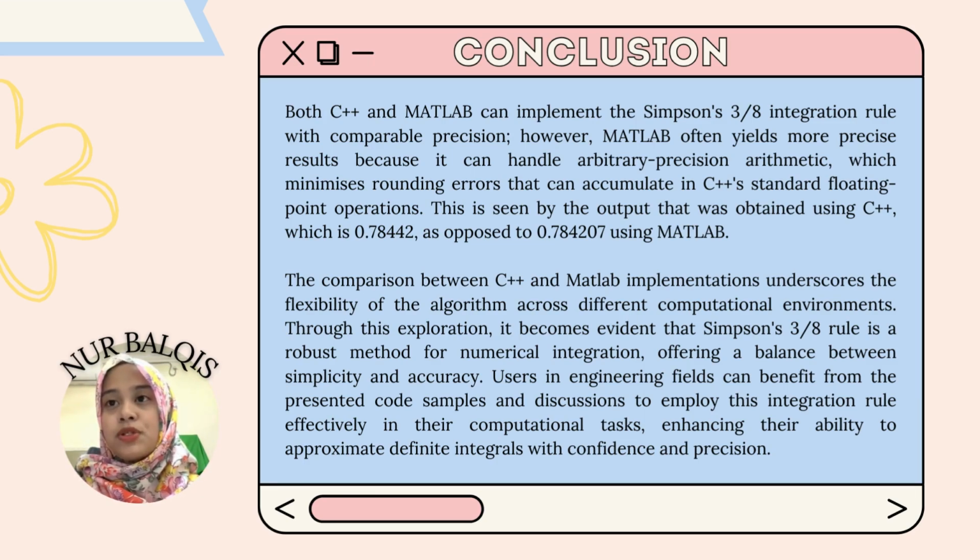All in all, both C++ and MATLAB can implement the Simpson's 3/8 integration rule with comparable precision. However, MATLAB shows the result with more precision. This is proven by the output that was obtained using C++, which is 0.78442, compared to the output that we obtained from MATLAB, which is 0.784207. So the comparison between C++ and MATLAB implementations underscores the flexibility of the algorithm across different computational environments.